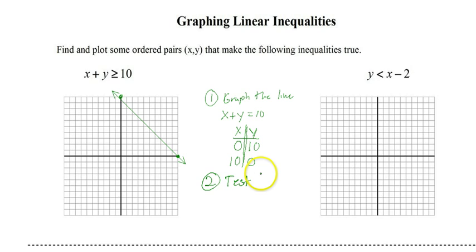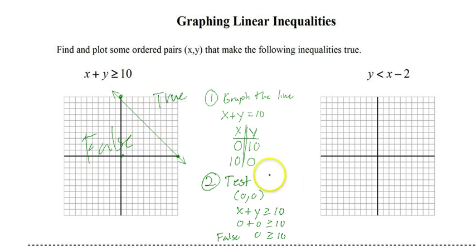Test. Okay? So I'm going to pick the point 0, 0 because it's nice. And we're going to plug it into our inequality. This one. So if you plug in 0 and 0, it will come out true or false. Is 0 greater than or equal to 10? No. That is false, which means this point is false, which means everything over here is false, and everything over here is true.